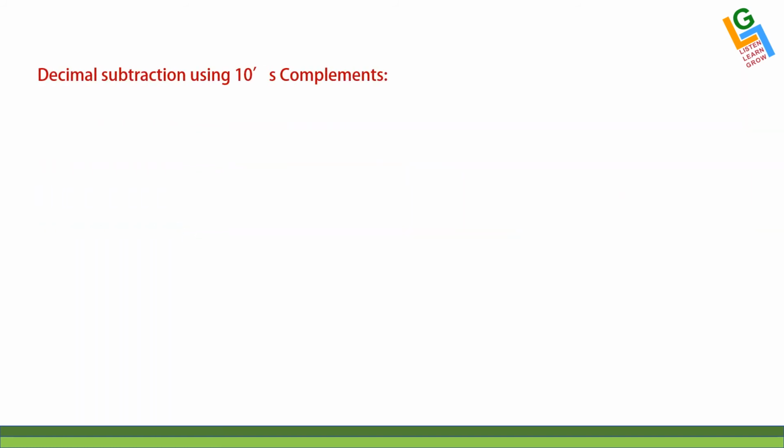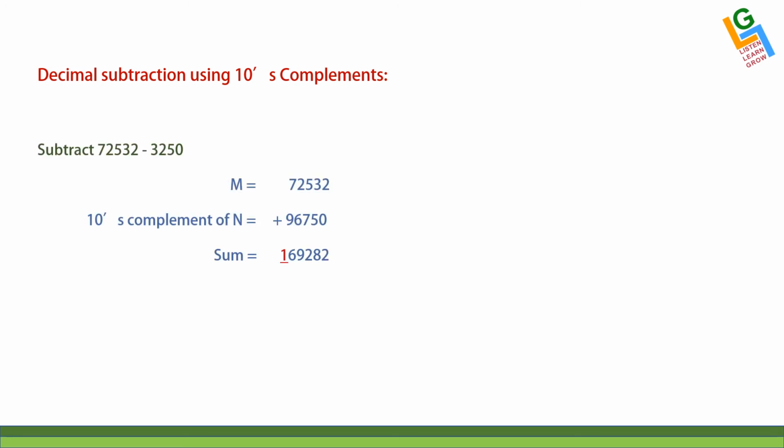Decimal subtraction using tens complement. Note that M has 5 digits and N has only 4 digits. Both numbers must have the same number of digits. So we write N as 03250. Taking the tens complement of N produces a 9 in the most significant position. The occurrence of the end carry signifies that M is greater than or equal to N and that the result is therefore positive.